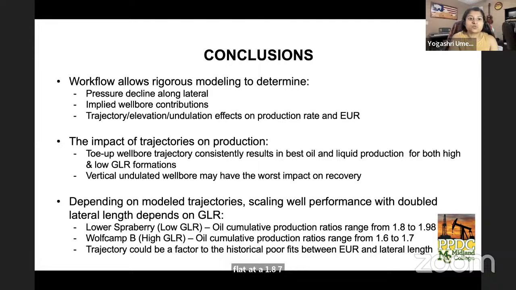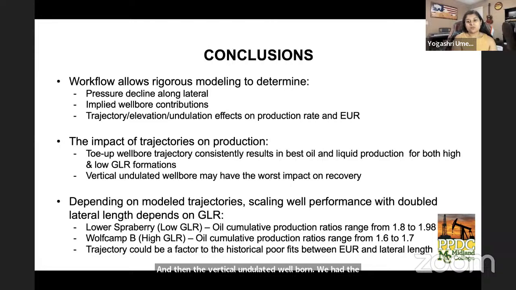So the conclusions of this work is that the workflow allows rigorous modeling to determine pressure decline along the lateral, wellbore contributions, and then undulation effects on production rate and EUR. The impact of trajectories on production is that the toe-up well trajectory consistently results in better oil and liquid production for high and low GLR formations. And then the vertical undulated wellbore may have the worst impact on recovery.